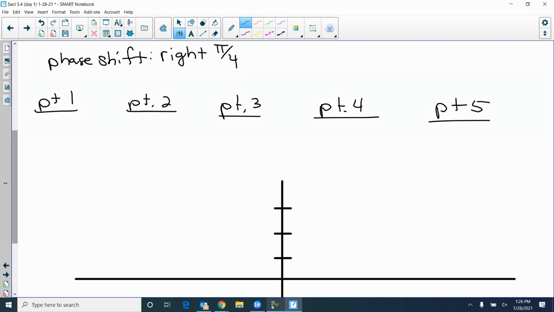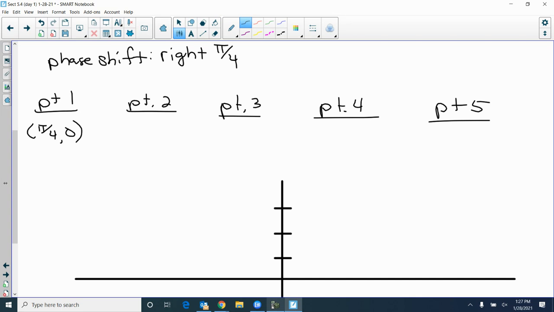No. Where will it start at, I guess? Okay, what do you think? Jaden, what do you think? Pi over 4. Since it's been shifted right pi over 4, you're right. Our first point will start at pi over 4, comma 0. It will not have been moved up or down at all. So it's just been shifted to the right.